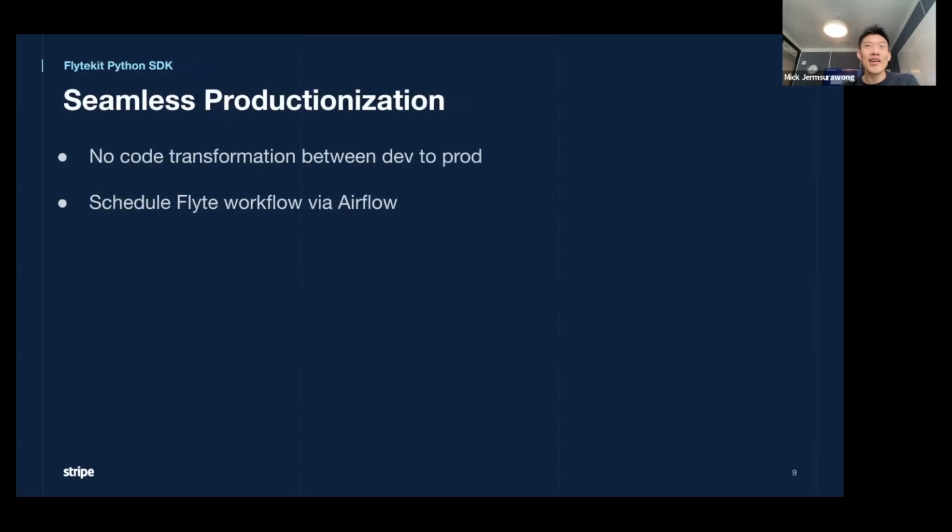Lastly, so now we have iterated collaboratively, efficiently, peacefully, fast, right? Now let's transit to productionization. So how do we transit from that iterative development into actual productionization?